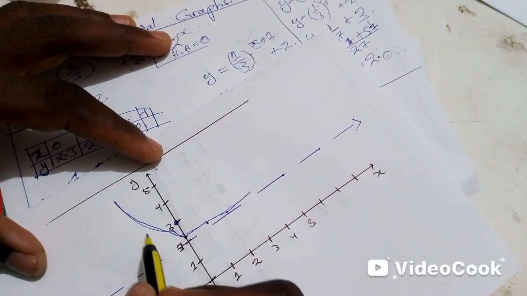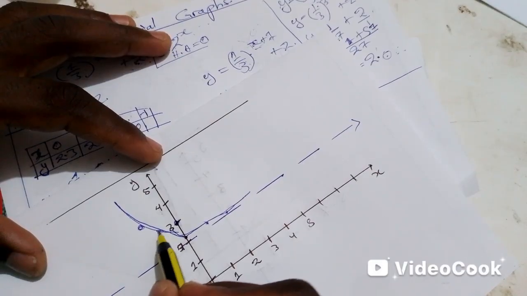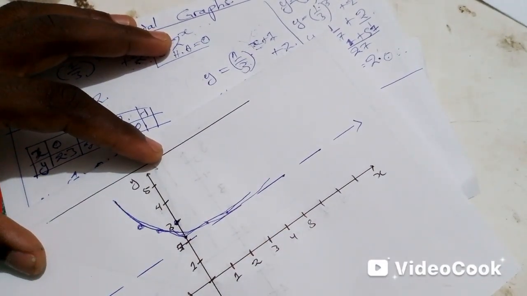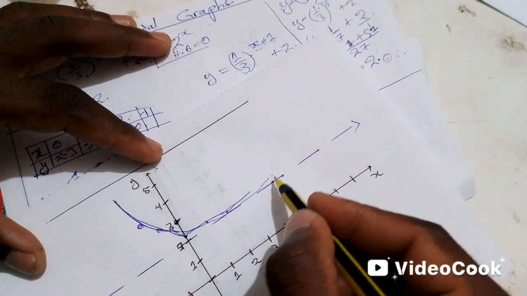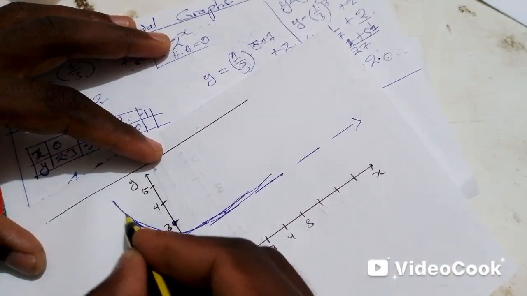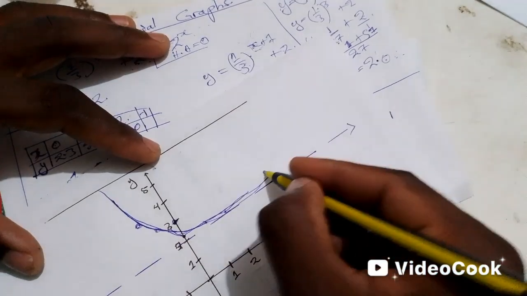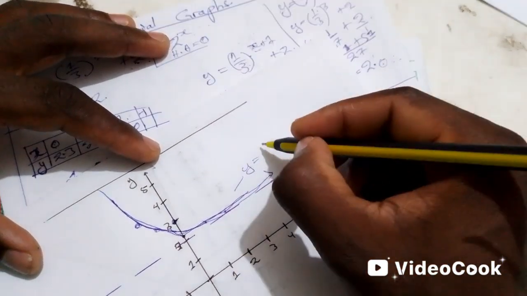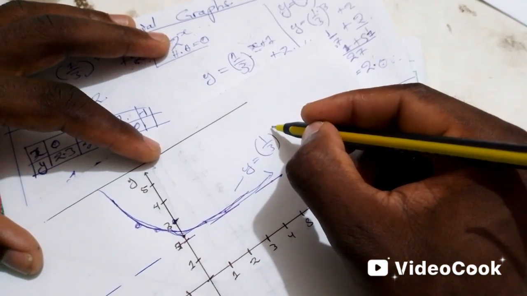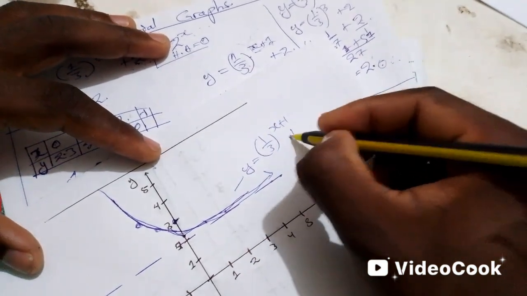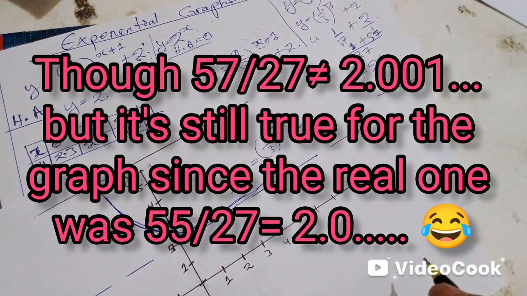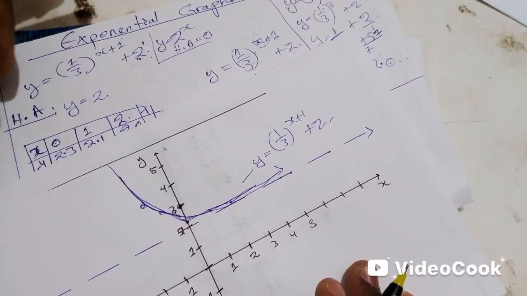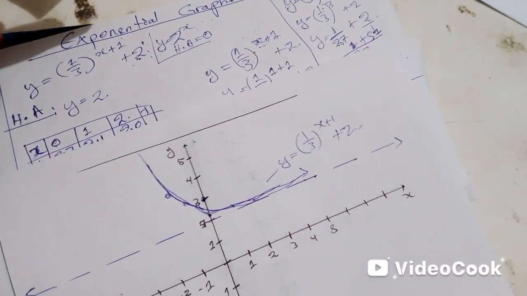Negative 1, 3. Yes, so this is actually working, saying that the graph is going like this. The graph is going like that, but it won't touch the asymptote. It will just go like that, going that side. What's the name of the graph? The graph is y equals (1/3)^(x+1) + 2. That's the graph. Please, if you have a different kind of graph, you can inbox me and we discuss.